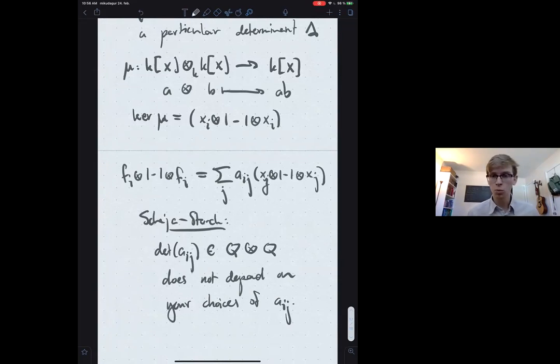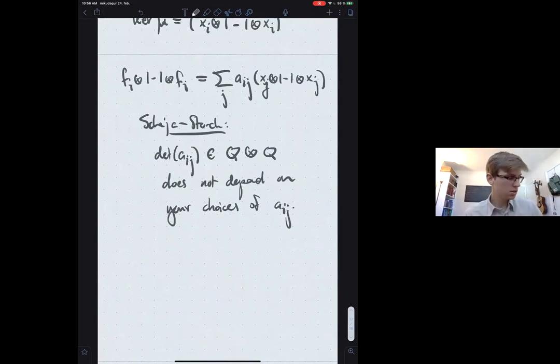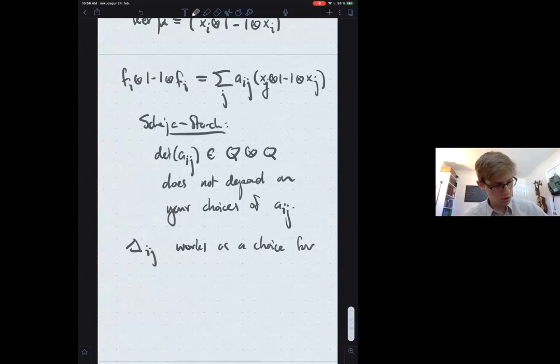Okay, and so what we're going to do is show that these delta ij's, in a sense, satisfy the properties they need to be a good substitute for aij. So delta ij works as a choice for aij.